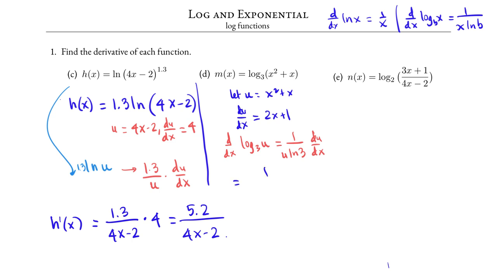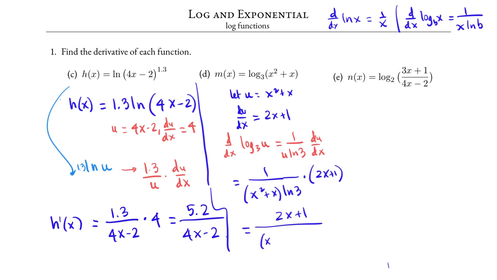This is 1 over u, where u is x squared plus x. And then we still need ln of 3 in the denominator times du dx, but du dx is 2x plus 1. And so the answer is 2x plus 1 over x squared plus x times ln of 3. And again, ln of 3 is in the denominator.